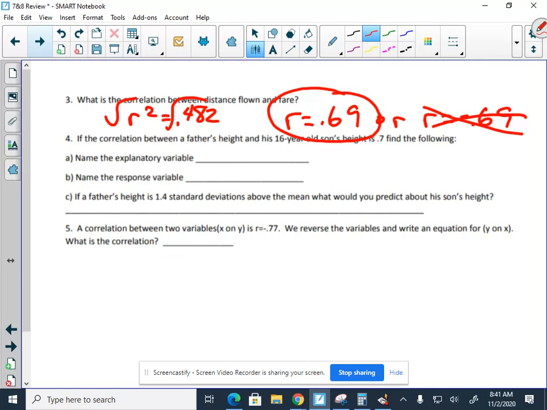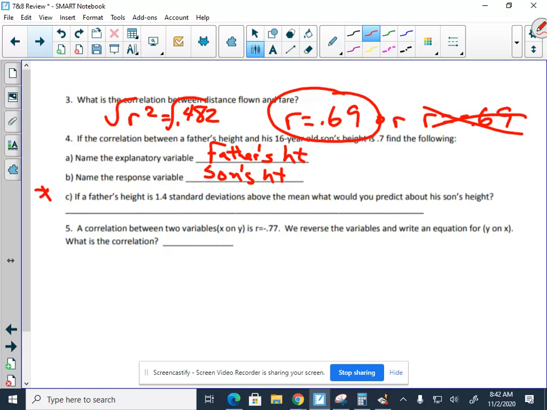Okay. Now, I don't think I have one like C on there, but we're going to do it. We didn't actually put that on there. If I do have it on there, I'll probably eliminate that question on the test, but we'll learn how to do it. If the correlation between a father's height and his 16-year-old son's height is 0.7, find the following. What's the explanatory variable? Well, who came first? The father. And what's the response variable? The son's height. What's X, what's Y? Which one makes more sense? If they were interchangeable, you could have either, but usually in a question like that, we're going to have one that makes more sense.